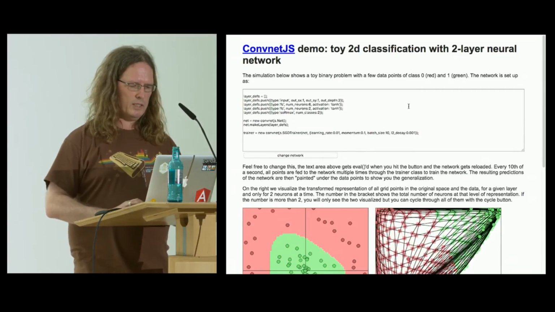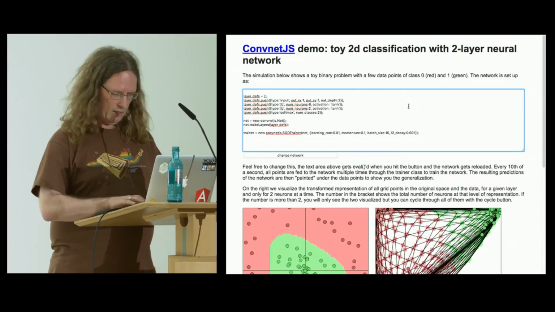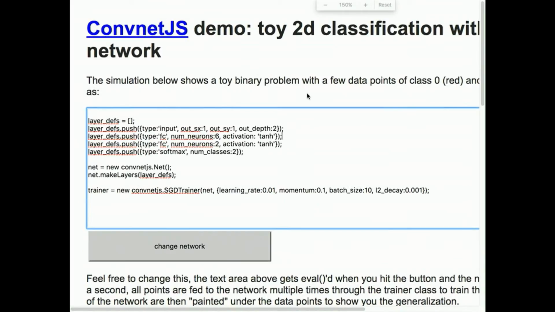But it has the benefit that, I'm zooming in here, you can just write JavaScript to configure your neural network, and you can try out a lot of things. So while the first thing, the TensorFlow thing, is great to just try things out without programming, here you can directly enter JavaScript.